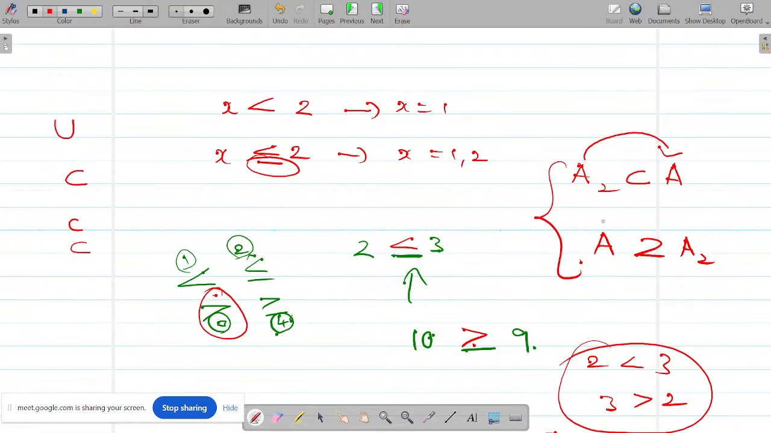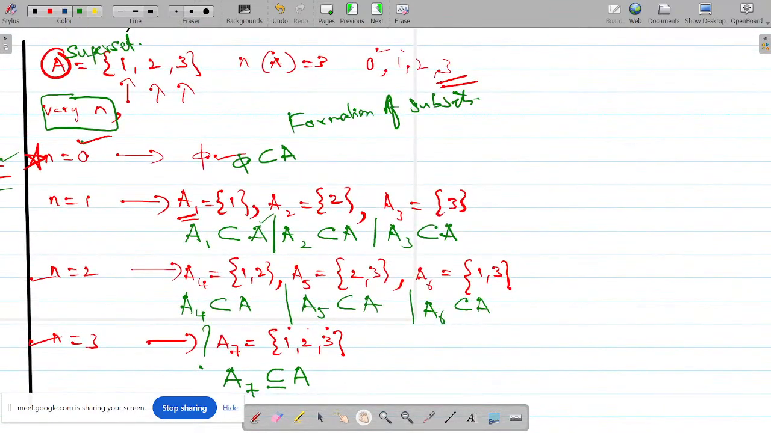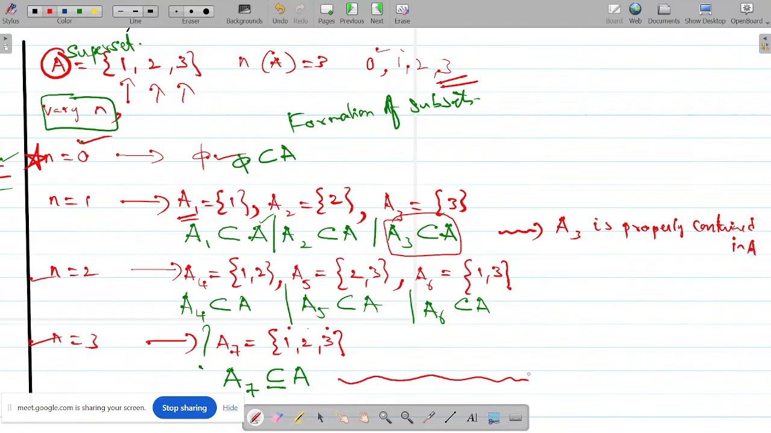A2 is contained in A. How do you read this? A2 is, okay, I'll write it over here because I need to keep it as a one pager. So how you represent here is, for example, I'm talking about A3. How do you write in words? A3 is properly contained. It's a proper subset, right? It's properly contained in A. Is it okay?